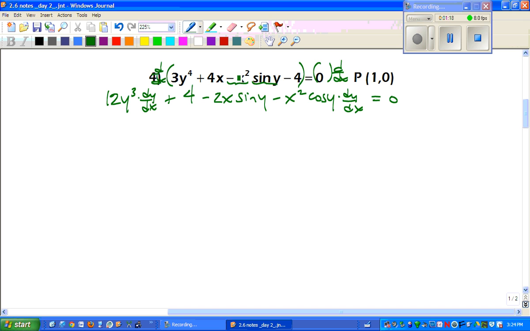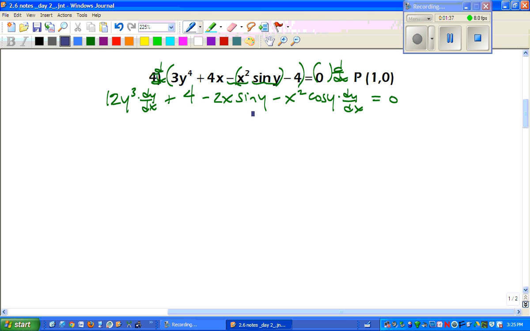The other way you could do this is just use parentheses. Think of it like this, and just have the minus out in front, and do the derivative of x squared times sine of y plus x squared times derivative of sine of y, and distribute the minus afterwards, and you get the same thing.